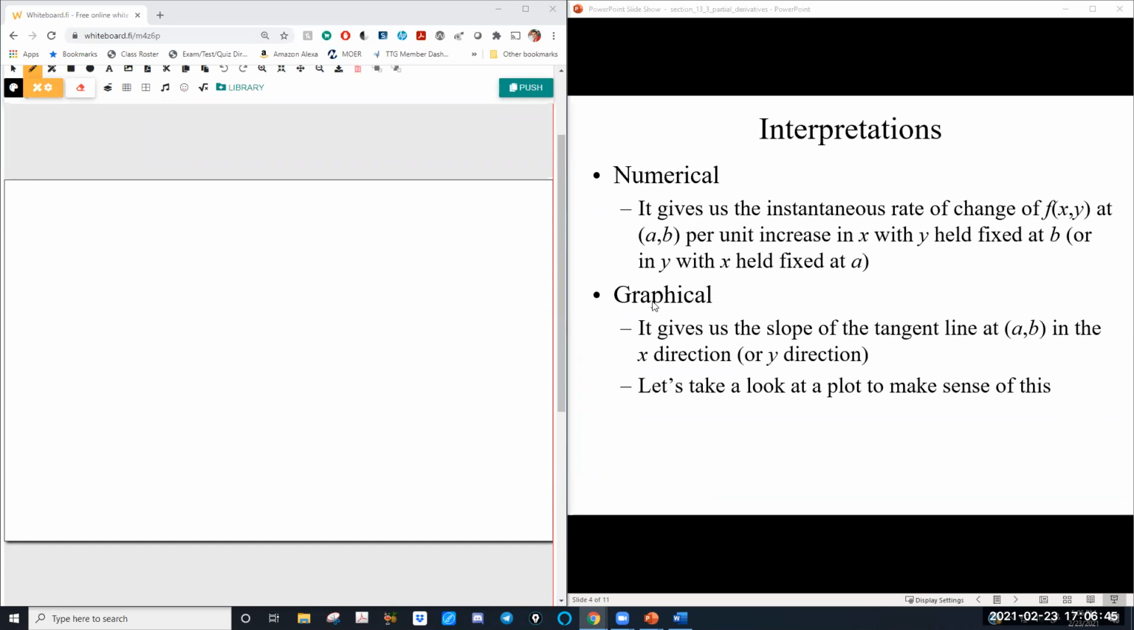Graphically, it's very similar to the graphical interpretation from Calc 1 because it does give us the slope of a tangent line at AB in the x direction, holding y constant, or in the y direction. We're not going to look at a plot just yet. We might look at one a little later. But it actually looks at the tangent line in a single direction.